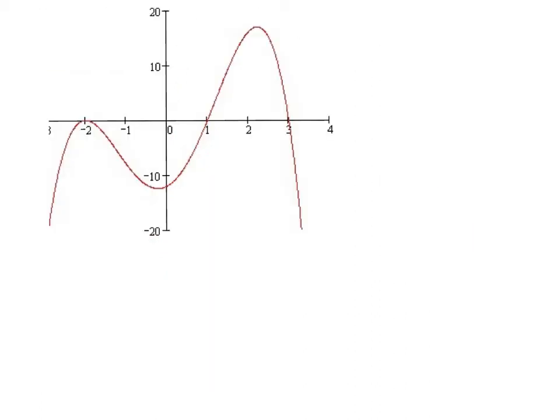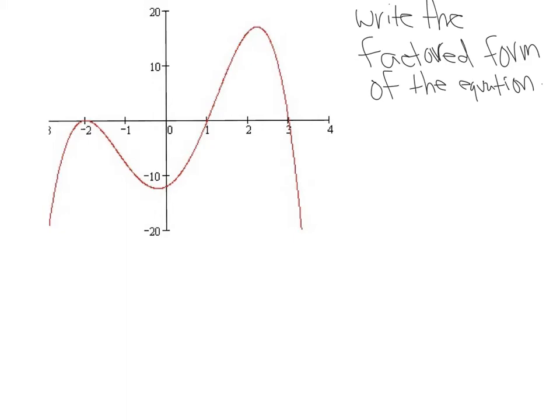All right, for this one, we're writing the factored form of the equation. So to write the factored form of the equation, we start by finding what our zeros are. So we have 1, 2, 3 zeros. But like we said in class, here we also have 1, 2, 3, these 3 turning points. If we have 3 turning points, that means that we actually have a degree 4 polynomial. Okay, so if I have a 4th degree polynomial, I should have 4 zeros.